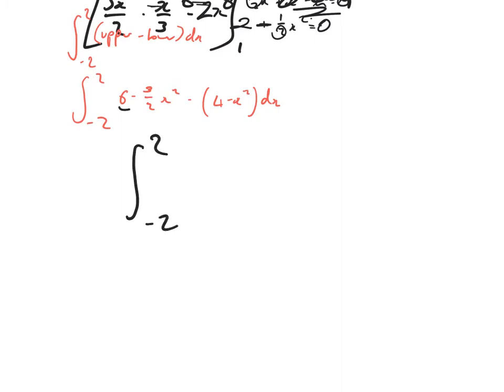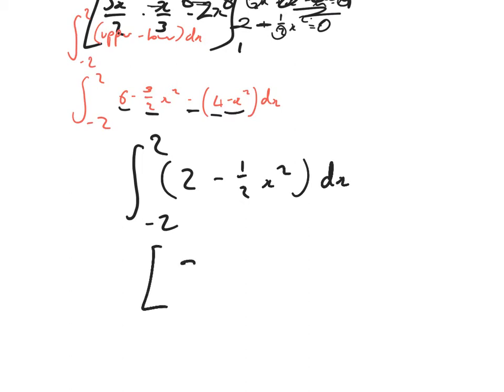Okay, so I've got 6 minus 4 is 2. Minus 3/2 x squared minus x squared is minus 3/2 x squared plus x squared. That's minus 1/2 x squared. And I'm integrating. So a constant becomes a constant x. I then get minus 1/2 x cubed divided by 3, and that's between 2 and minus 2.